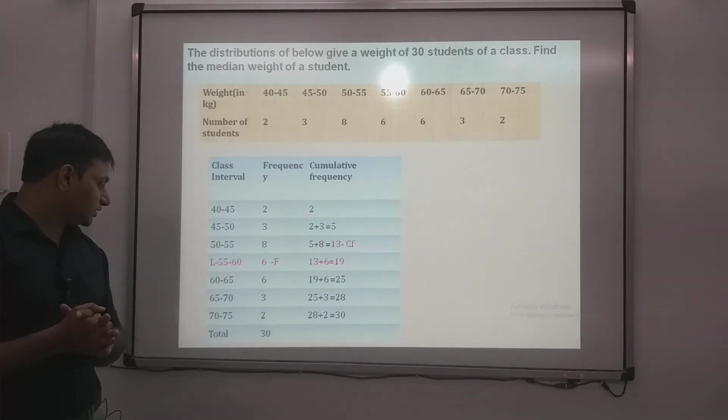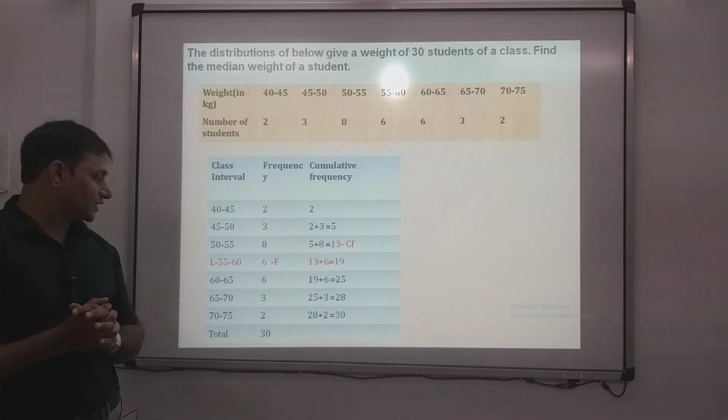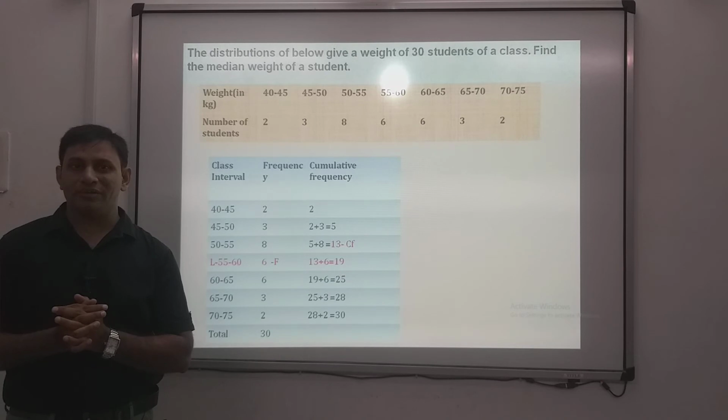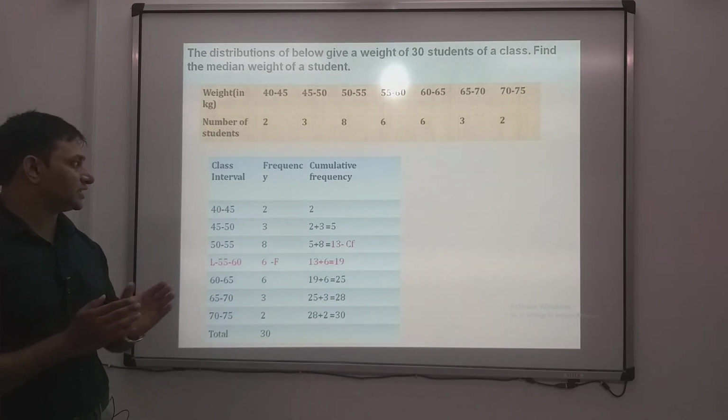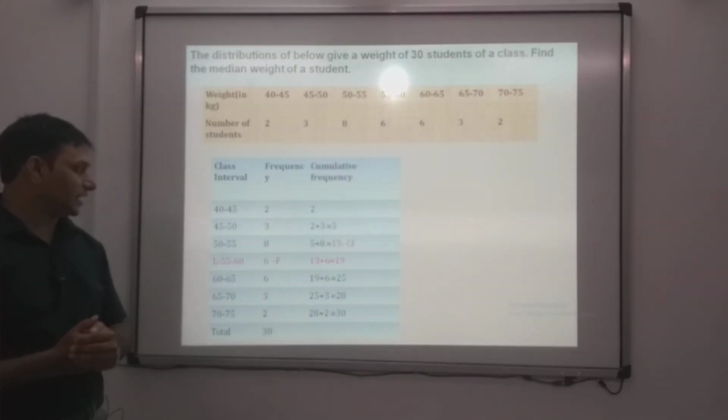Now what you need to see? You need to see n is 30. 30 divided by 2, you get 15. Now you have to find a value more than 15 in the cumulative frequency. So more than 15 is 19. I have highlighted that class.